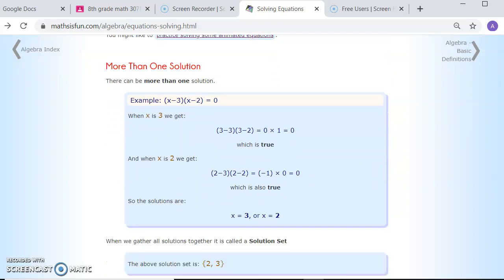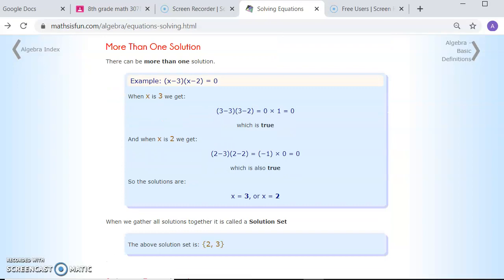What happens if we have more than one solution? We haven't really done any problems like this, but this is a good problem. We have x minus 3 times x minus 2 is equal to 0. So when x is 3, for example, we end up with 3 minus 3 equals 0, times 3 minus 2 equals 1, and 0 times 1 is equal to 0. So that is true.